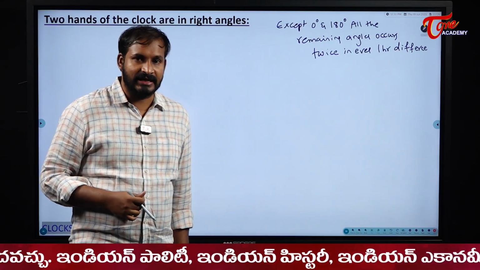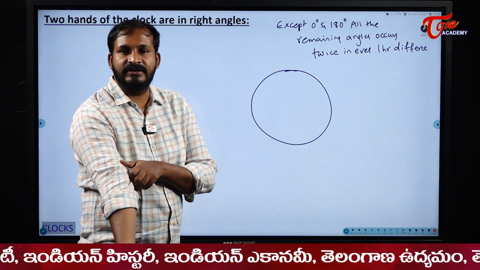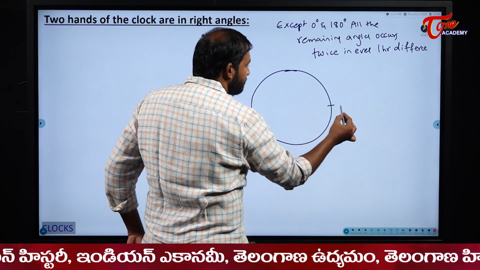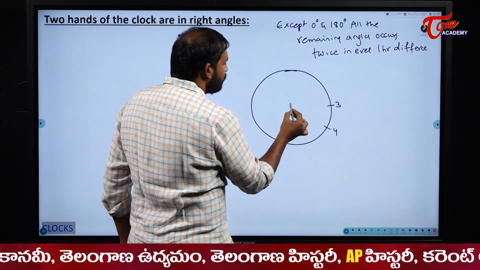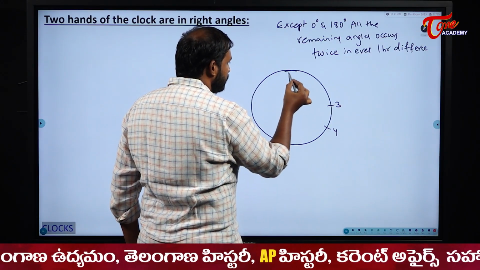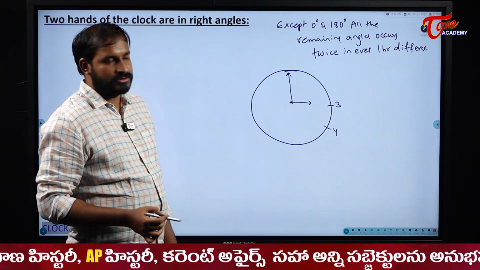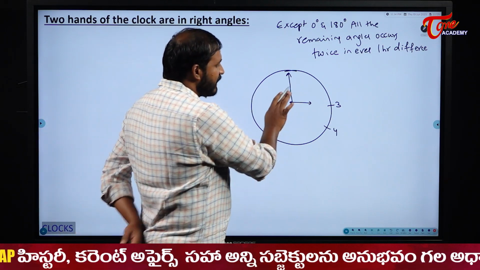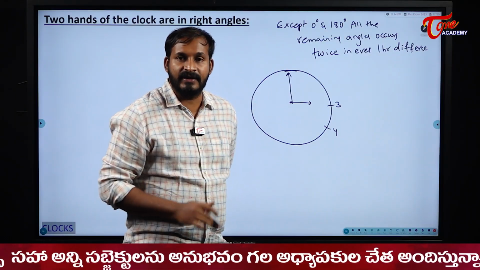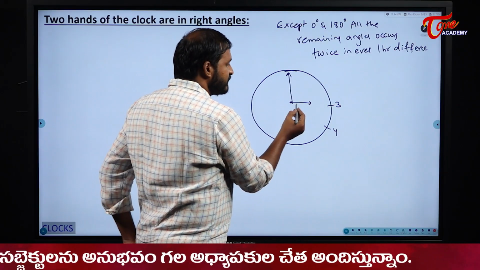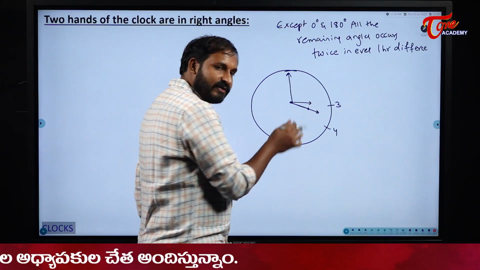All the remaining angles occur twice. Please observe here, students. Now, if the time is somewhere between 3 and 4, right? Now, my minute hand initially will be on 12 and my hour hand will be on 3. Slowly, my minute hand will approach 3 and then later it will get separated from the hour hand. At some point my hour hand and minute hand will overlap and later they will get separated.